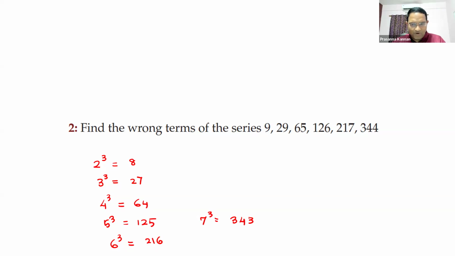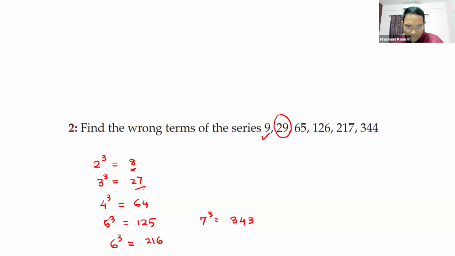Can you figure out which is the odd man out or which is a wrong term? I think it's 126. Okay, see here. How do you say that? 29. 29 is a wrong term. Yes, 29 is the wrong term because if you see, 8 plus 1 is what?